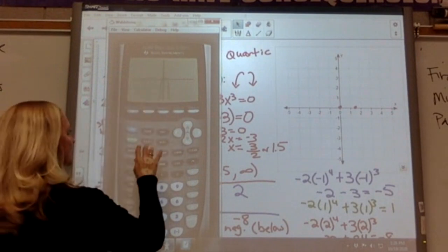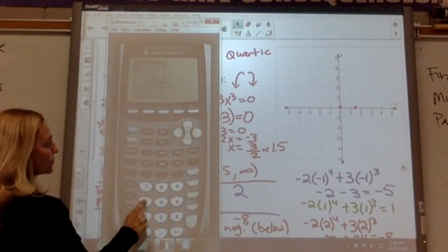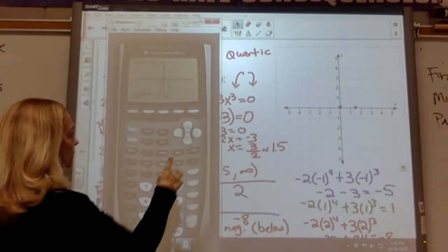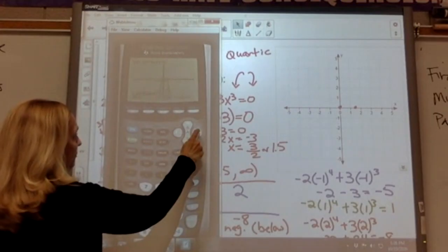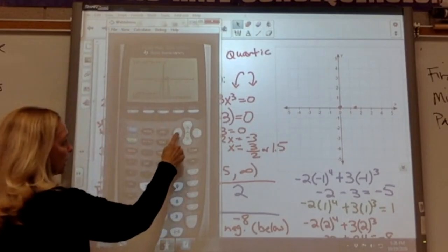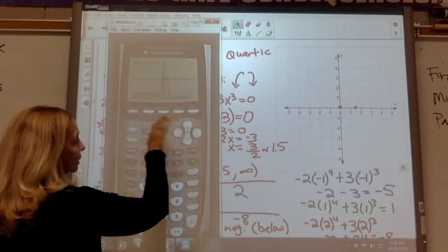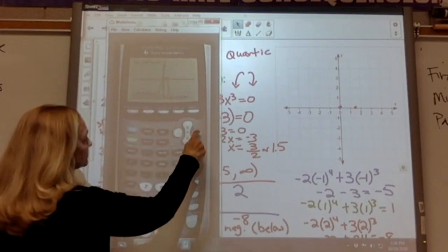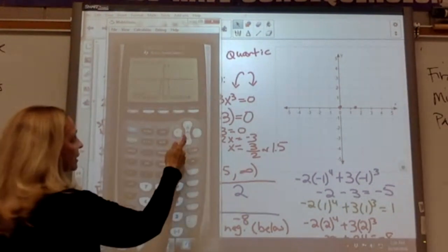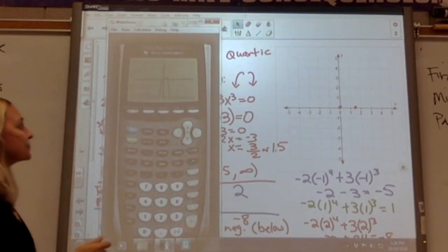So I'm going to hit second trace. Maximum is number 4. Now, it's going to ask me left, right, and guess. So I'm going to move my cursor to where I think that high point is in the graph. Okay. And so now it says left bound. So I'm going to go to the left side of the maximum value. So I hit enter. Now I'm going to go to the right side of that little hump, that little mountain peak, and hit enter. And now guess, I'm just going to try to get it on where I think it is. So, and hit enter.